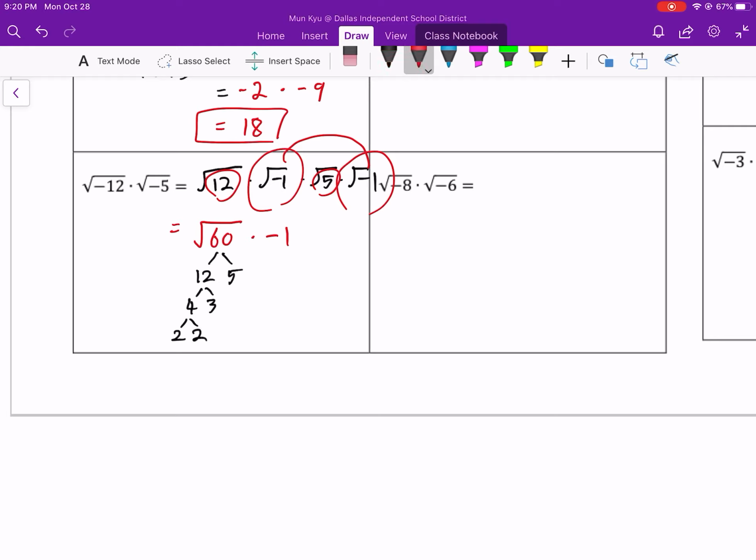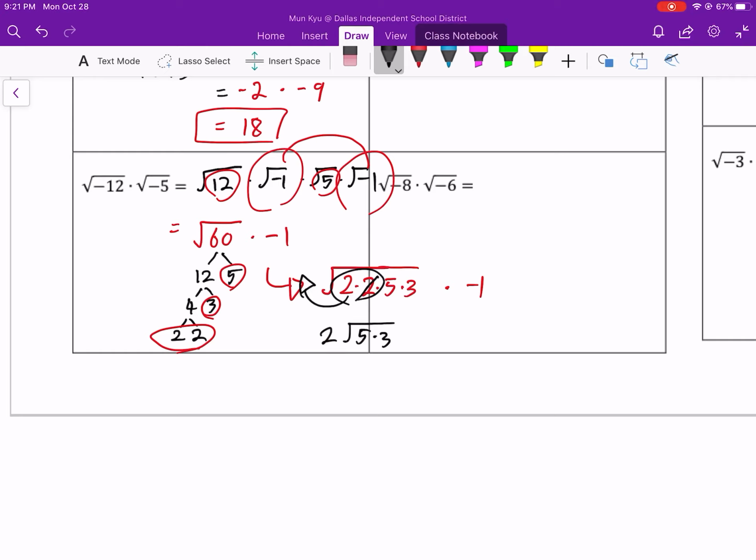Yep, we got a pair here, and we have prime numbers. So again, this one is the same as the square root of 2 times 2 times 5. Oops, I forgot about 3 here. And -1 at the end. And again, if you take the pair out, that's going to be 2 square root of 5 times 3 times -1. And if you simplify it further, -1 times 2 is going to be -2, and 5 times 3 is going to be 15. And that's it.